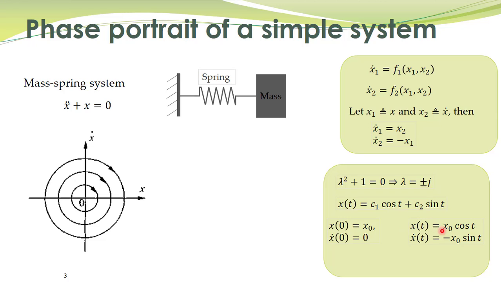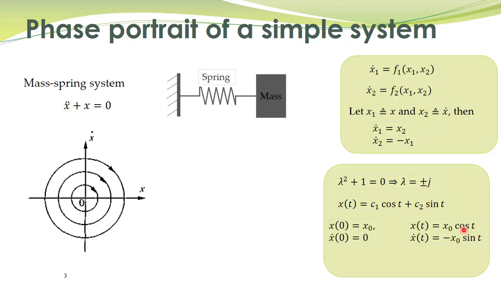So this is the solution: x of t is equal to x naught cosine of t, and x dot of t is simply the derivative of this. And in the phase plane, phase portrait, we are interested in a relation between x and x dot, that is between x1 and x2. So how can we obtain a relation between x and x dot?